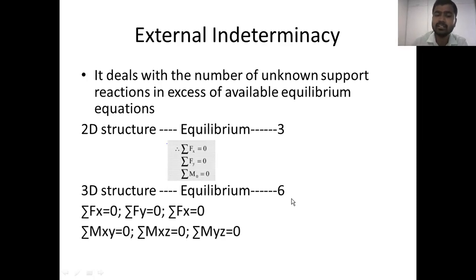Now here we have 3 plus 3, 6 total. We have f of x equal to 0, f of y equal to 0. Sorry, here it should be f of z equal to 0. Similarly, moments m xy equal to 0, m xz equal to 0, and m yz equal to 0. So these are the total 6 equilibrium equations generated for a 3D structure.